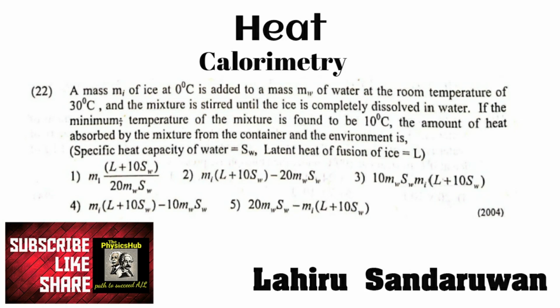A mass Mi of ice at 0 degrees is added to a mass Mw of water at room temperature of 30 degrees, and the mixture is stirred until the ice has completely dissolved in the water. If the minimum temperature of the mixture is found to be 10 degrees, the amount of heat absorbed by the mixture from the container and environment is? They have given the specific heat capacity of water Sw, and the latent heat of fusion of ice L.